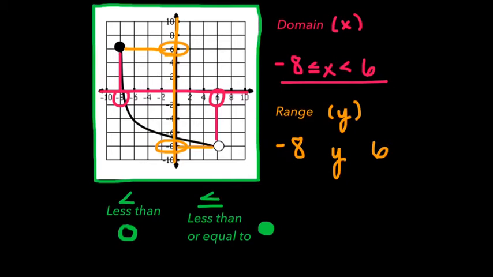At the -8, it's an open circle, so that means it's just a less than. And at the 6, it's a closed circle, which means it's less than or equal to. So this would be my range. We go from -8, which is less than y, which is less than or equal to 6.